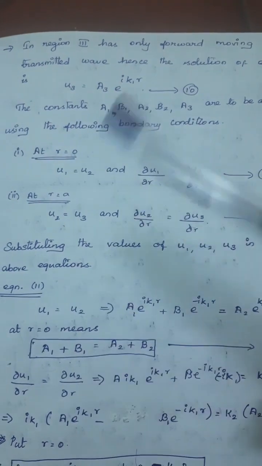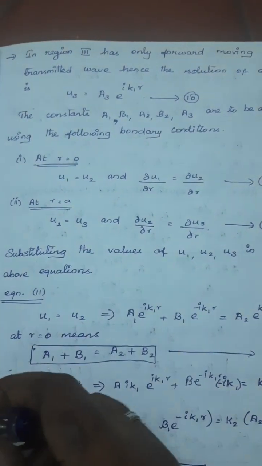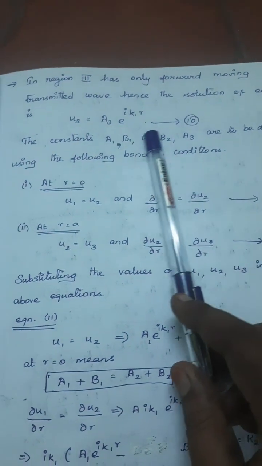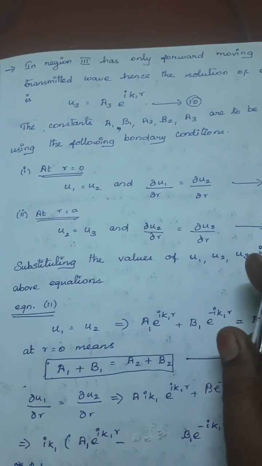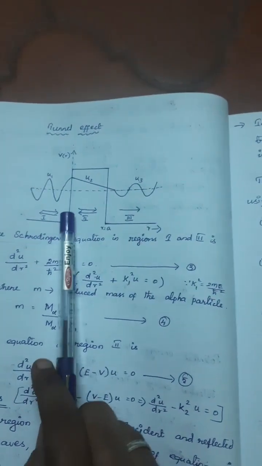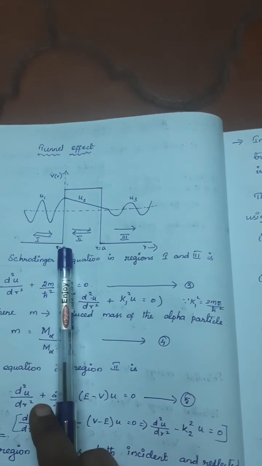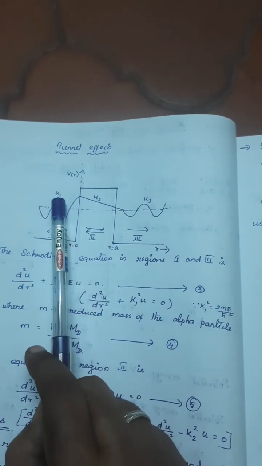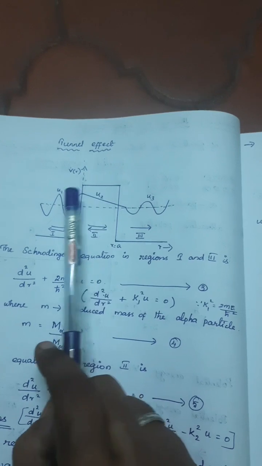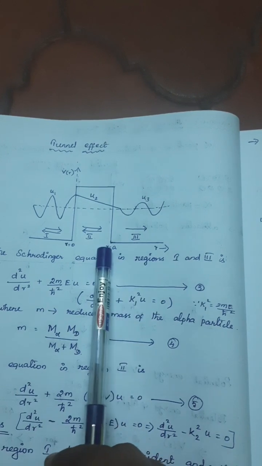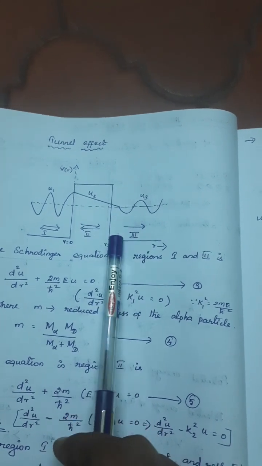So here five constants are there: in the first equation a1 and b1, in the second equation a2 and b2, and in the third equation a3. These five constants are solved by using the boundary conditions. Now we see the figure. It has the point r is equal to 0 and the point r is equal to a. At r is equal to 0, two wave functions are there, u1 and u2, and both are connected at r is equal to 0. At the same time, at r is equal to a, u2 and u3 are connected.